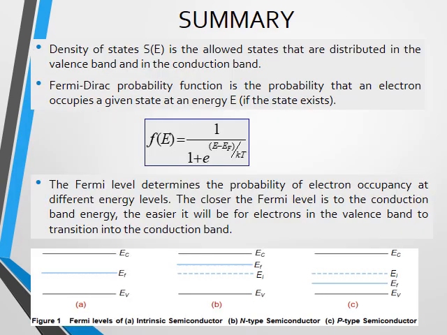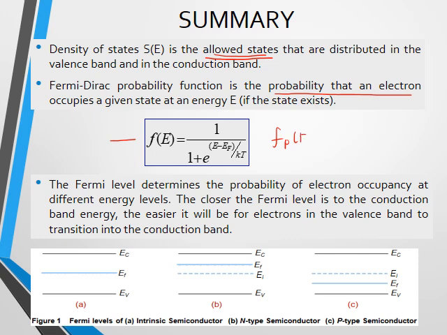So for the summary, the density of states S(E) is the allowed states that are distributed in the valence band and in the conduction band. The Fermi-Dirac probability function is the probability that an electron occupies a given state at an energy E if the state exists. Fe is given as the equation below. The probability for holes is 1 minus Fe.